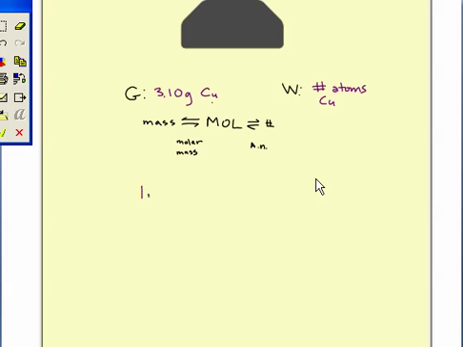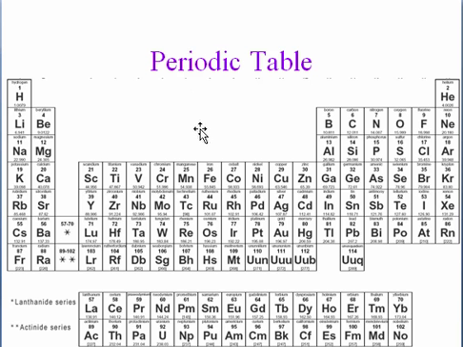I know that 1 mole of copper atoms is always going to be 6.022 times 10 to the 23 copper atoms. And so now we have a conversion factor that gets us to actual numbers. Now I need a conversion factor that deals with mass. I find copper on the periodic table right here, and its molar mass is 63.55 grams.